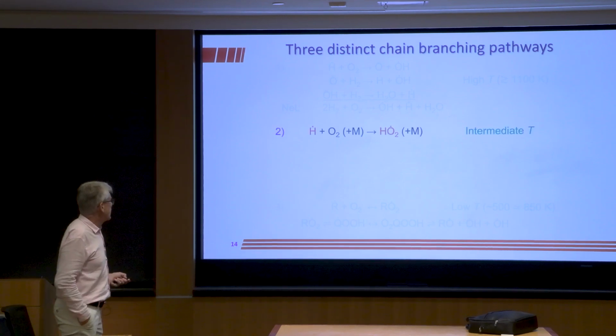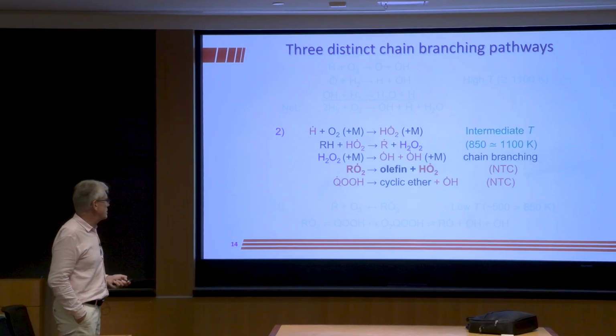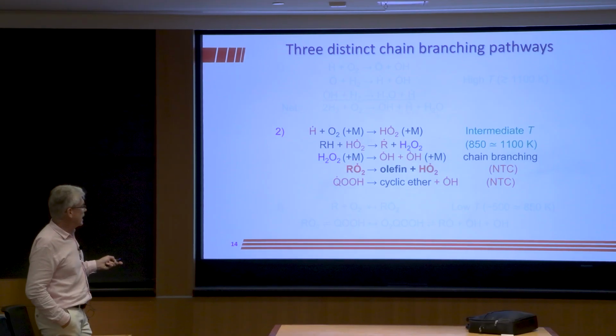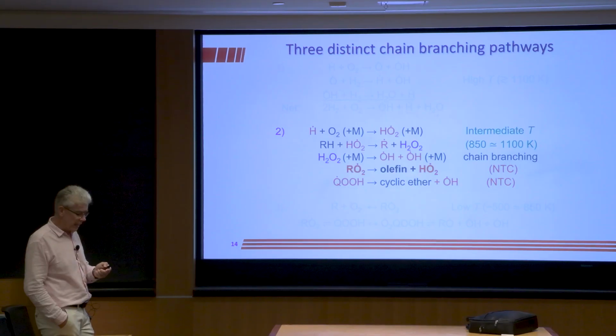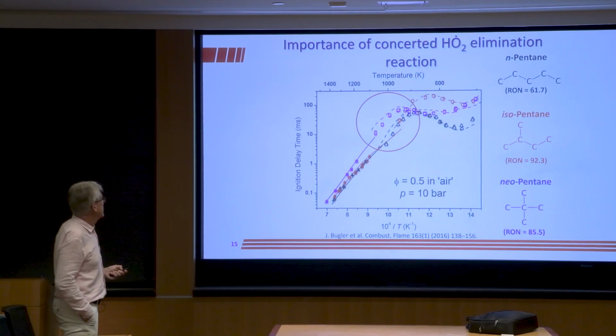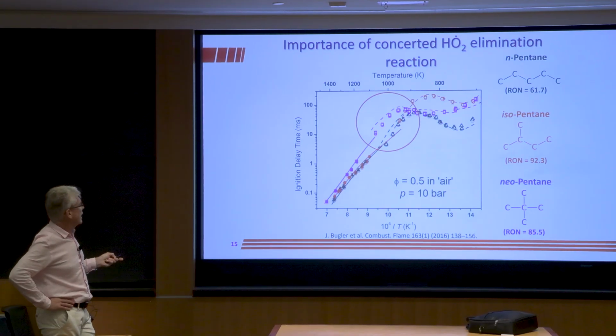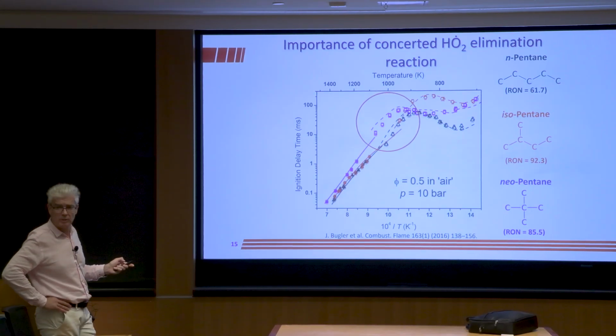So at intermediate temperatures then, what's important? One reaction that's important is the RO2 giving you olefin plus HO2, and the calculation of that rate constant. Just to show the importance of this, here I show a comparison of the reactivities: black is N-pentane, blue is neopentane, and red is isopentane. You can see actually N-pentane is much more reactive than neo and isopentane at low temperature, right?